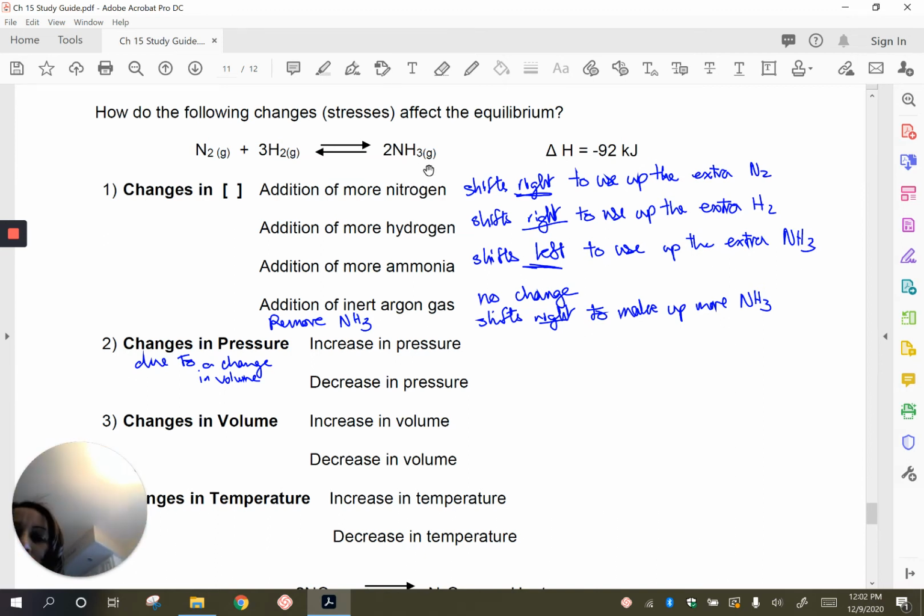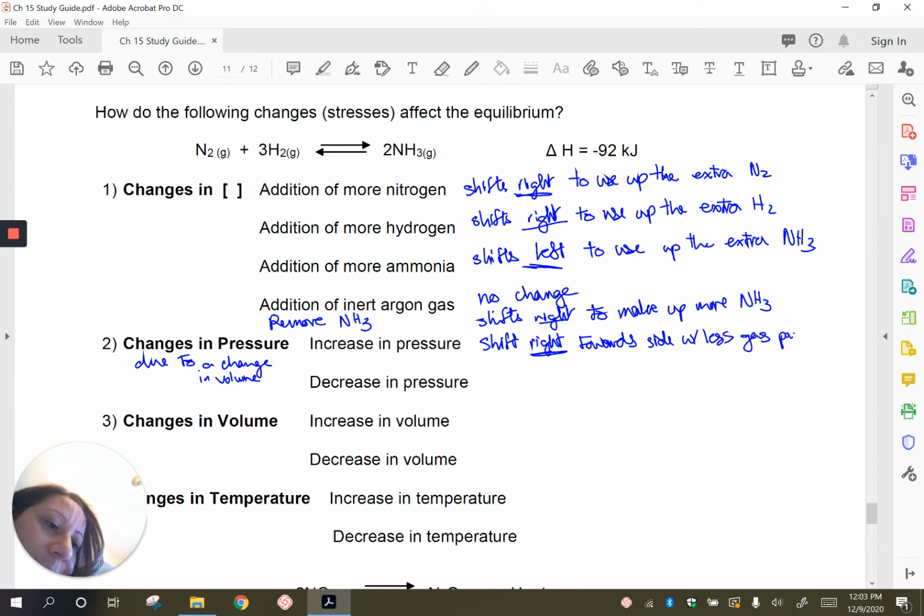So this would shift right, towards the side with fewer gas particles.